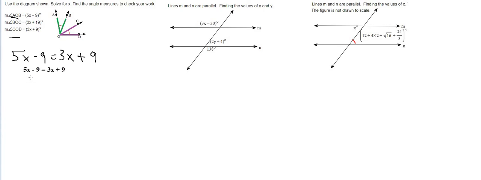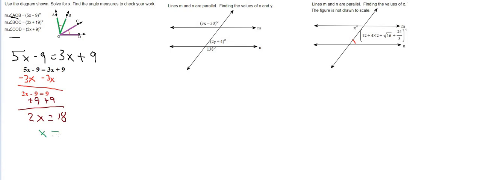I typed it in to make it a little nicer. I like to get all my letters to one side first, so the opposite of a positive 3x is a negative 3x. I subtract 3x at both sides, and that gives us 2x minus 9 equals 9. Then I get rid of the stuff that's on the same side of the letter but not touching it. That's the negative 9, so the opposite of subtracting 9 is adding 9. I add 9 to both sides, which gives us 2x equals 18. Then, of course, divide by 2, and we get x equals 9.